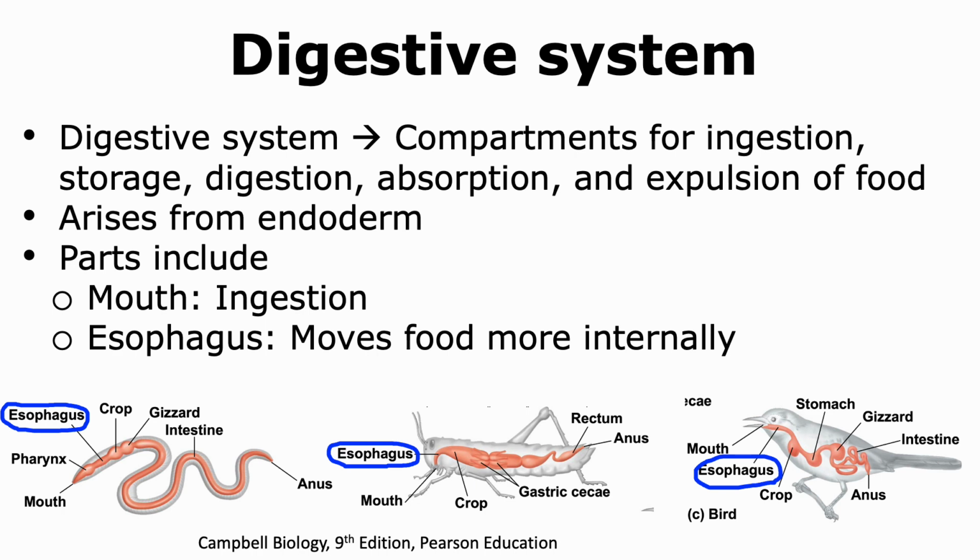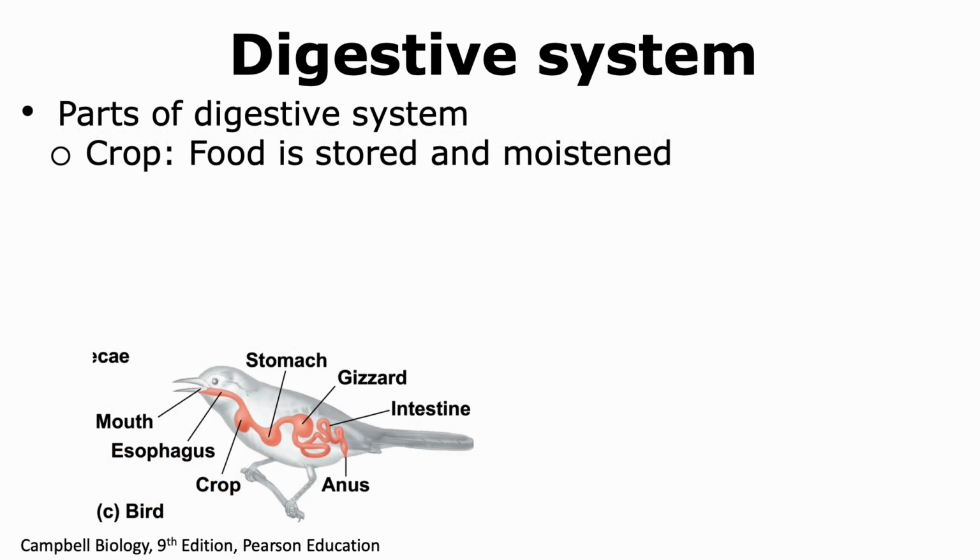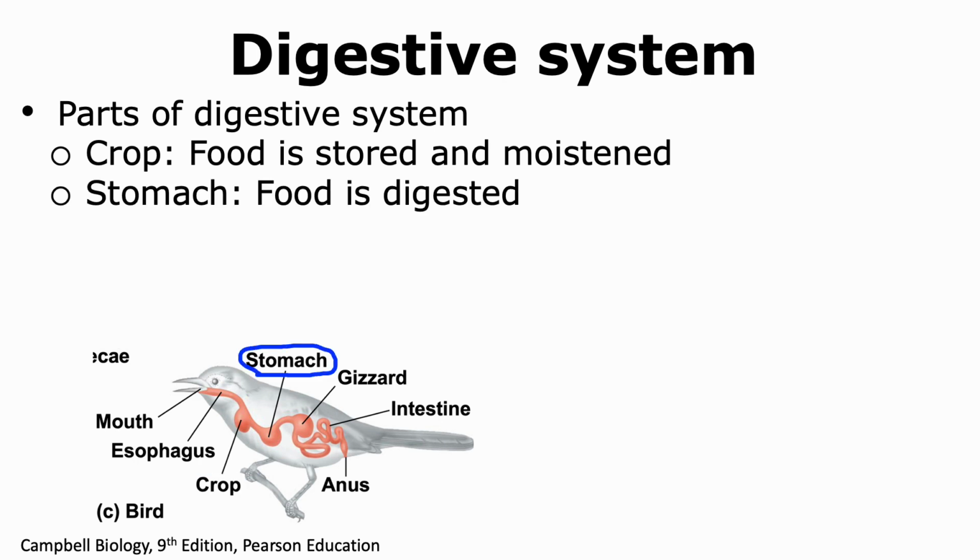the alimentary canal. The digestive system of many animals has a crop, which is where this food is stored and moistened, getting ready for digestion. The stomach is another compartment where the food is digested.